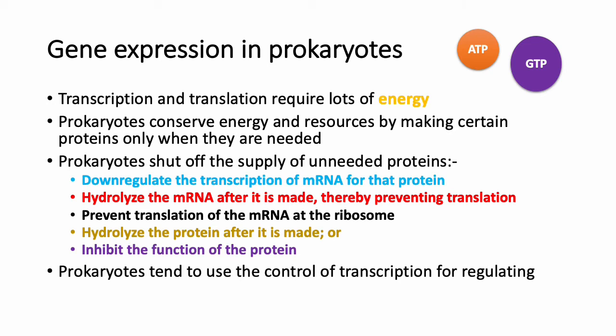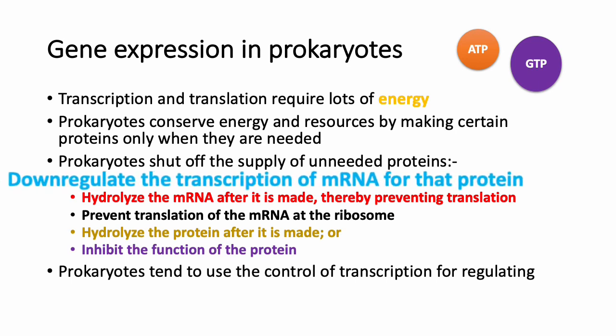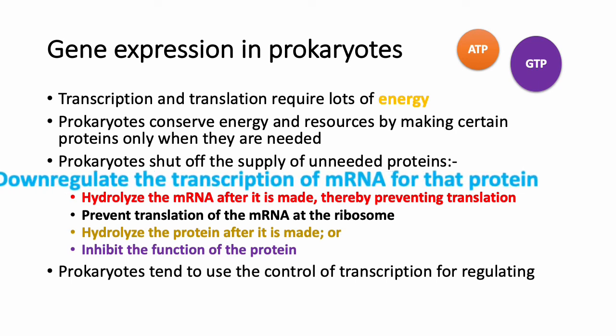They hydrolyze the messenger RNA after it's made, thereby preventing translation. They also prevent translation of the messenger RNA at the ribosome, and they hydrolyze the protein after it's made, or even inhibit the function of the protein. Prokaryotes tend to use the control of transcription for regulation. In fact, they downregulate the transcription of messenger RNA for that particular protein, more than the other mechanisms to control transcription.